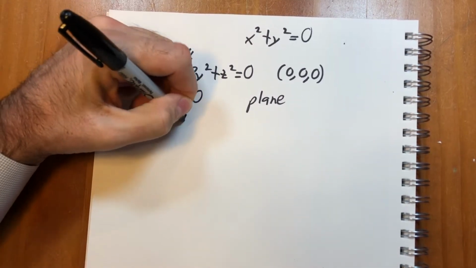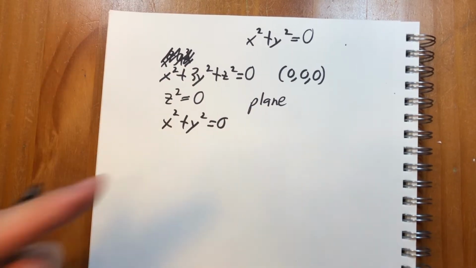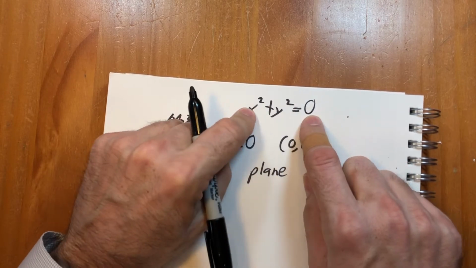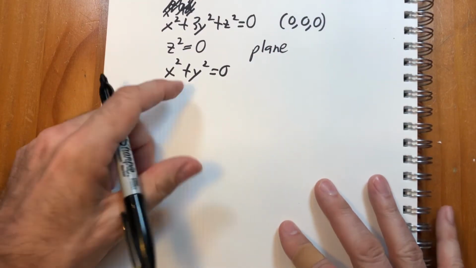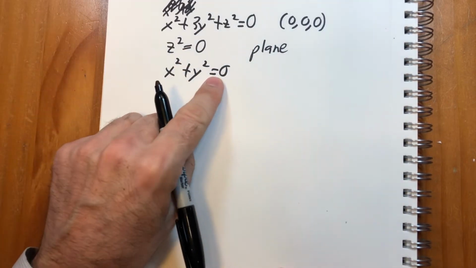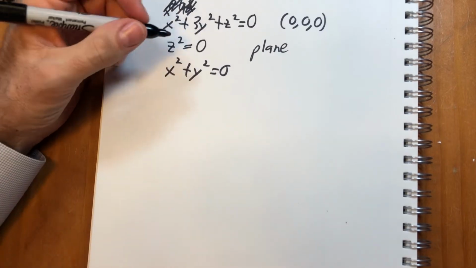If we had x squared plus y squared equals 0, then we have a line. This is interesting because if we're looking at it in 2 dimensions, this is a point. But here, because z is missing, that makes it a cylinder, right? In this case, it's a cylinder of 0 diameter, so it's just a line through the z-axis.